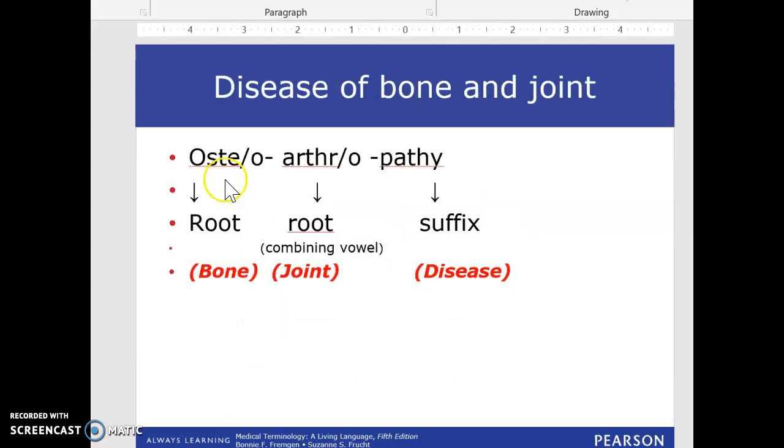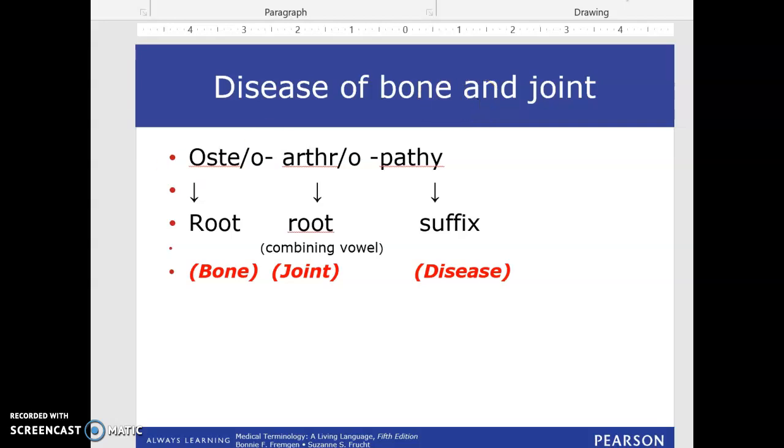Another example, osteoarthropathy. Osteo is a root. Arthro, again, another root. This has two roots, no prefix. Pathy, suffix. What do they mean? Bone, joint, disease. So what does it all together mean? Disease of the bone and the joint.